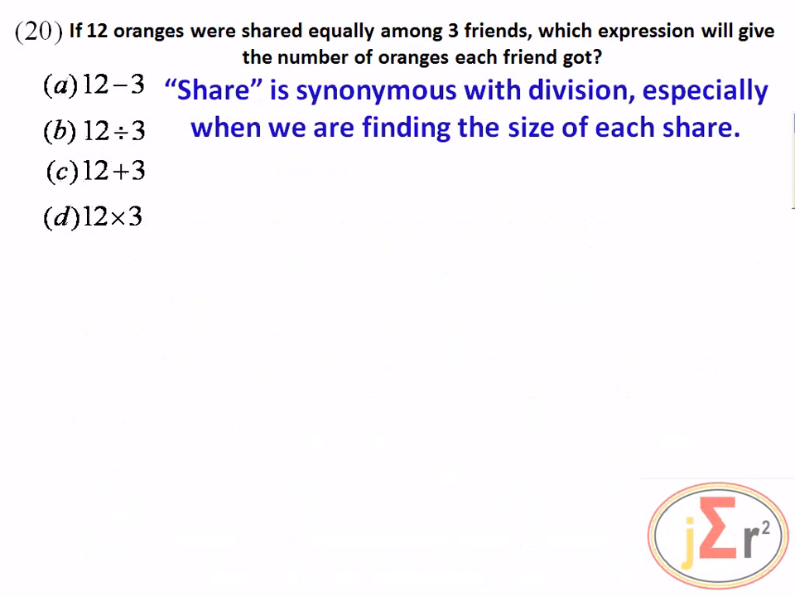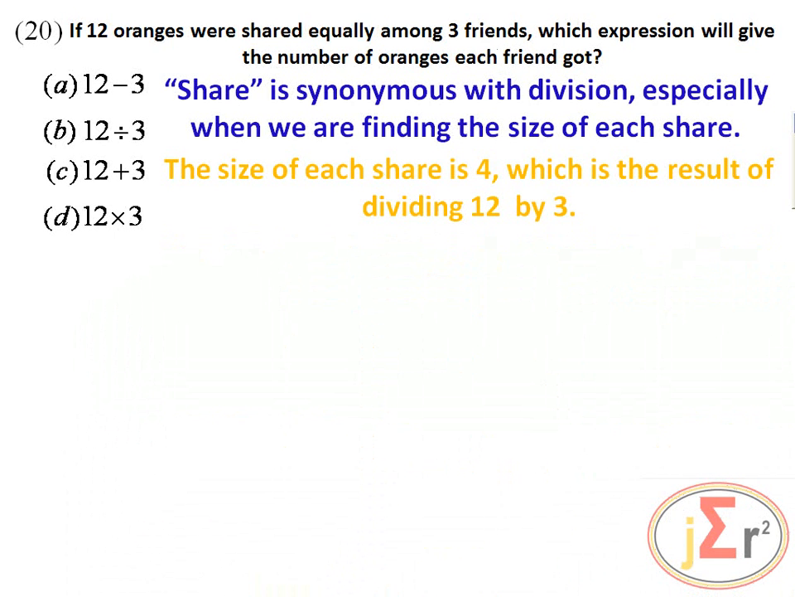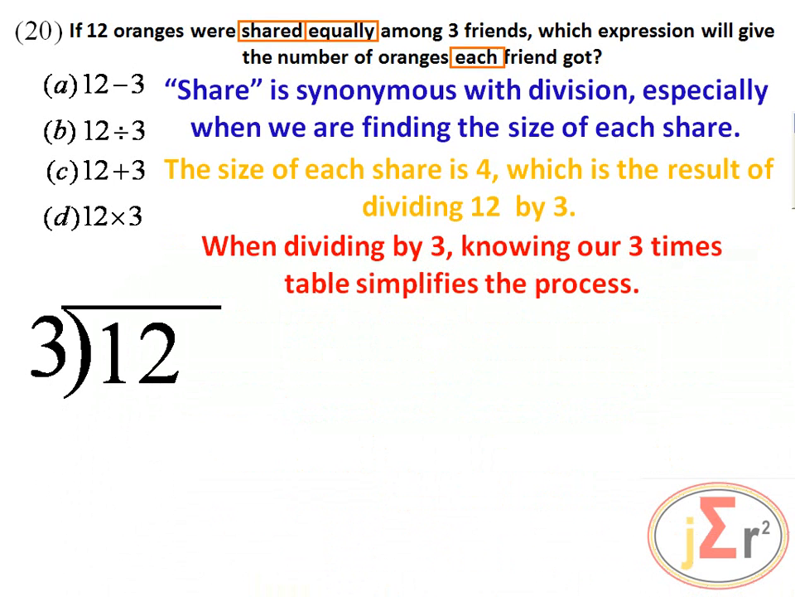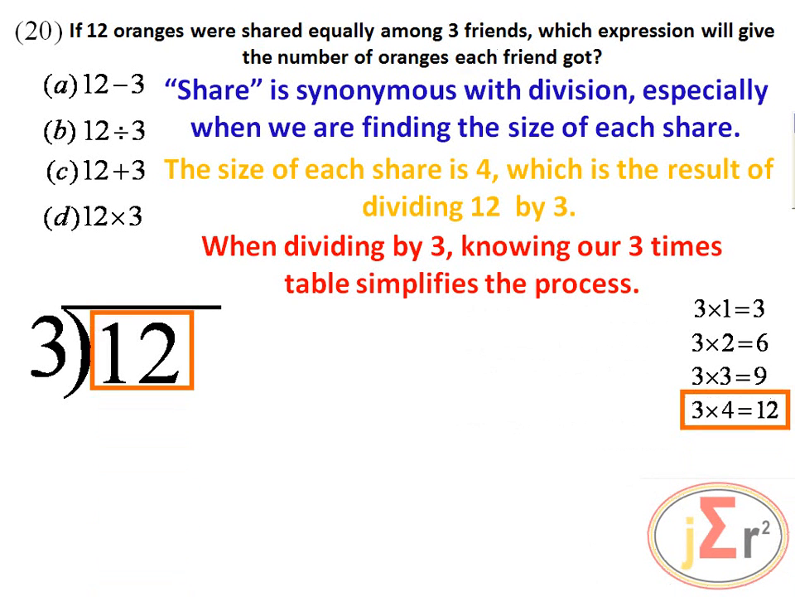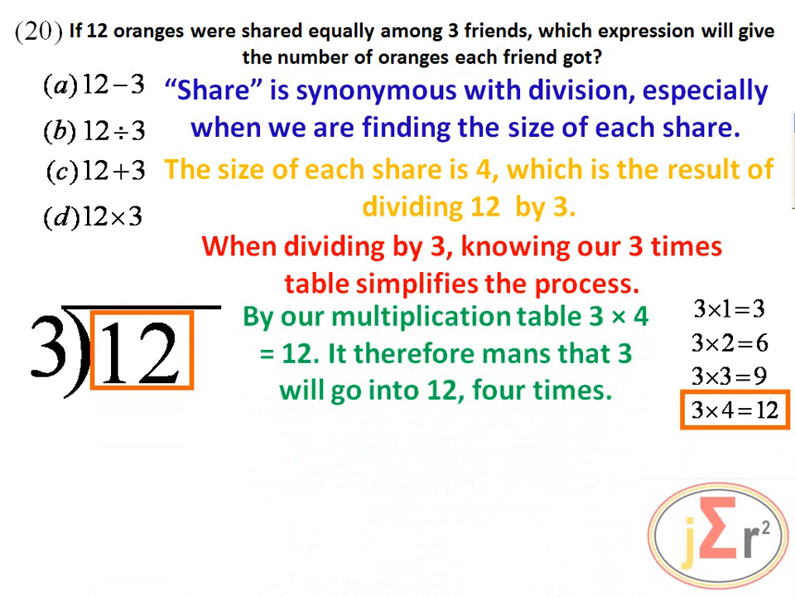Share is synonymous with division, especially when we are finding the size of each share. The size of each share is 4, which is the result of dividing 12 by 3. So if we take 12 and divide it by 3, what will be the result? When dividing by 3, knowing our 3 times table simplifies the process. 3 ones, 3. 3 twos, 6. 3 threes, 9. 3 fours, 12.